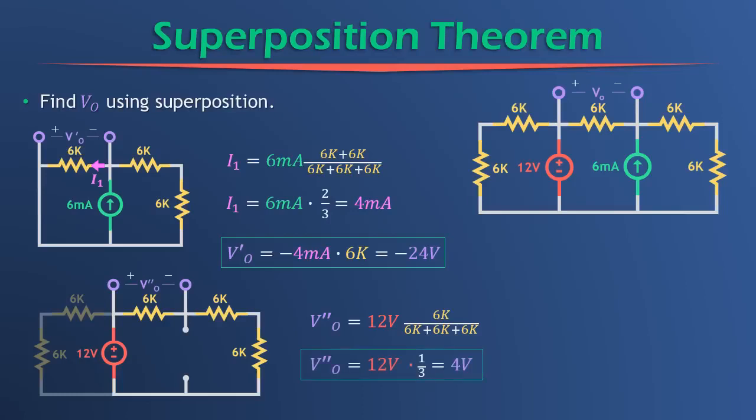So I've just calculated that VO single prime equals negative 24 volts and VO double prime equals 4 volts. How do I find out the real value of VO? Real easy. All you have to do is add the two together. VO single prime plus VO double prime equals VO. And so, of course, that is going to equal negative 20 volts. Real easy. And it was pretty quick. All right. Great work.